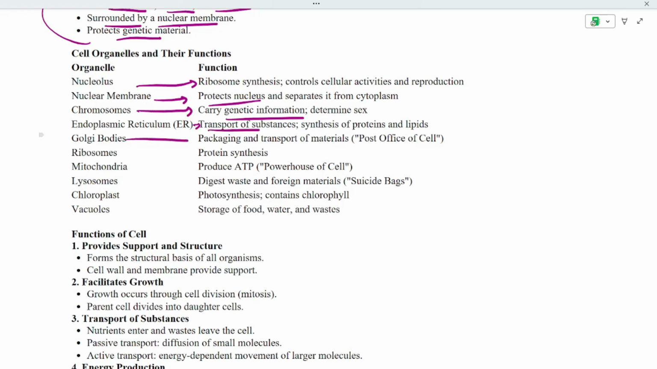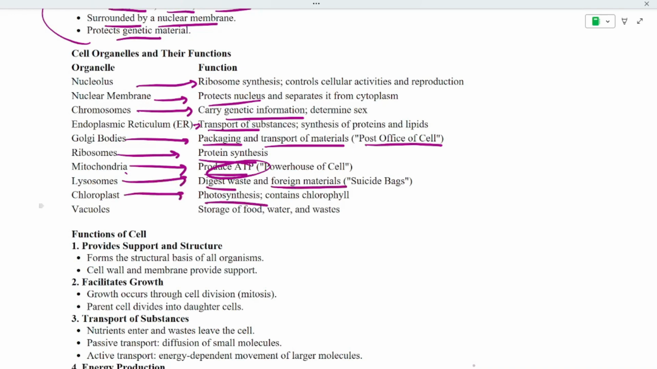from one part to the other part, and Golgi body, that is for packaging and transporting of the materials, like it is the post office of the cell, and ribosome is for protein synthesis, and next is mitochondria, that produces the ATP, that is adenosine triphosphate, and next is lysosome, that digests waste and foreign materials. Chloroplast, it is present for the photosynthesis process, and it contains the chlorophyll substances. And last is the vacuole. Why is it present? Because it stores the food and water and the waste.